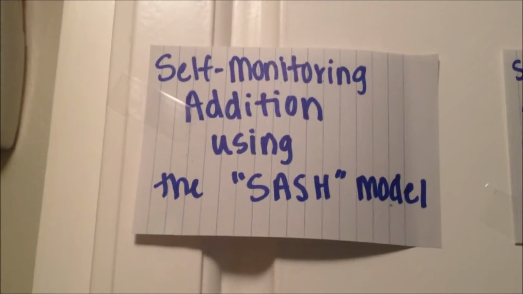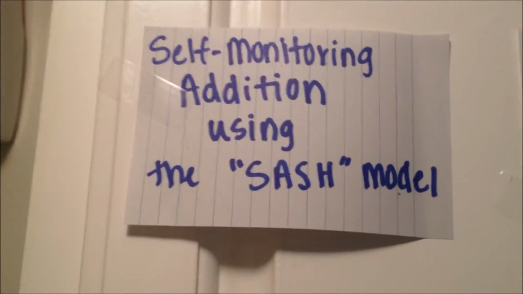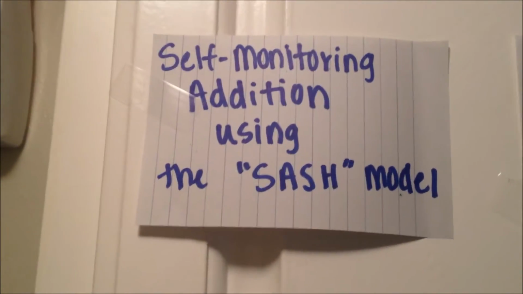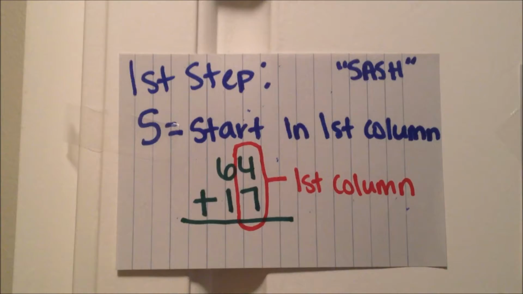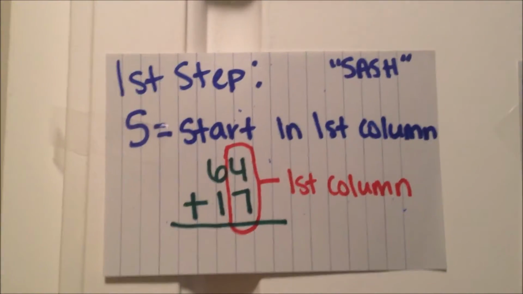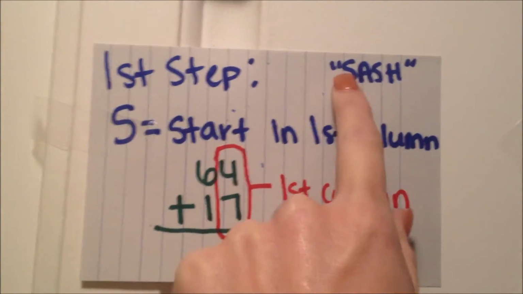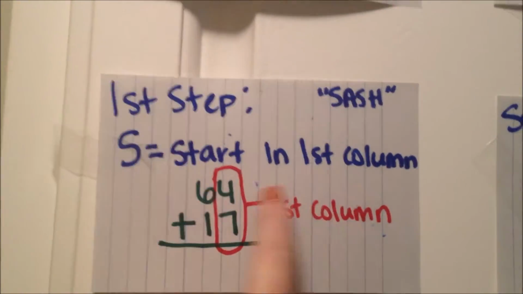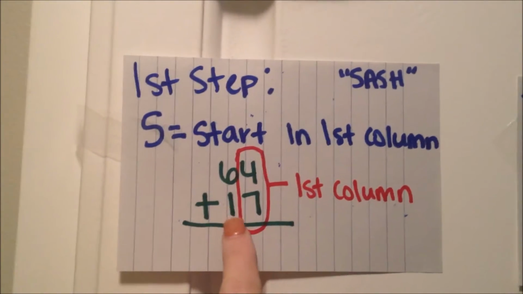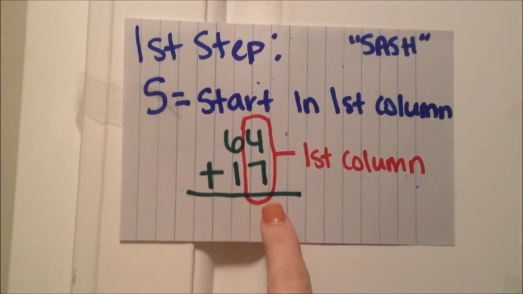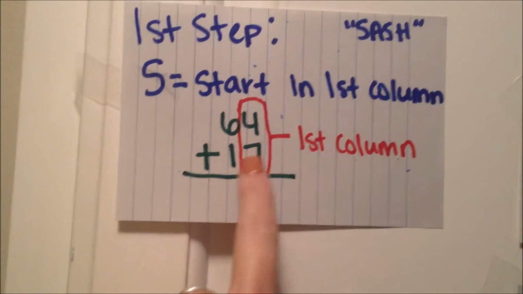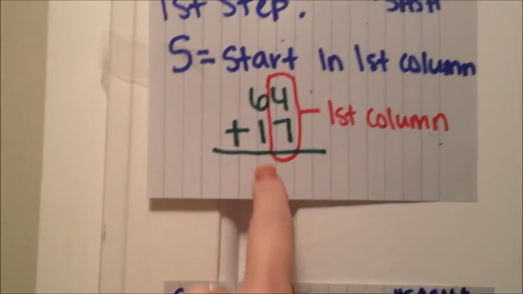My strategy is self-monitoring addition using the SASH model. The first step is to start in the first column. You use the letters from SASH to do the steps. So this is the first S: start in the first column. As you see here, 64 plus 17. The 4 and the 7 are the ones column. It is the first column to start with.